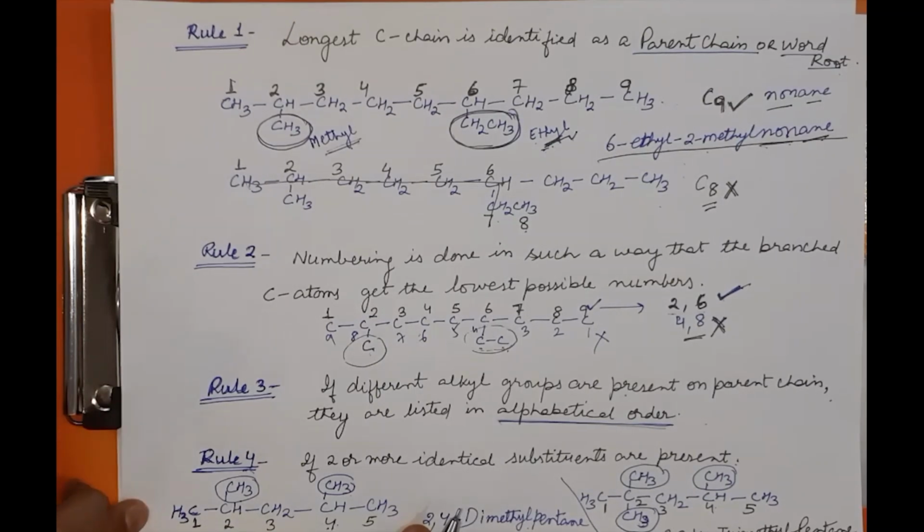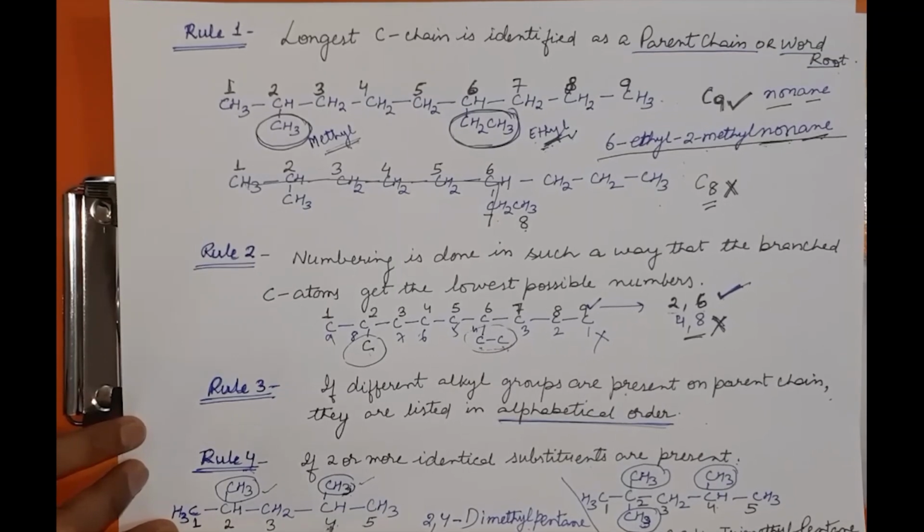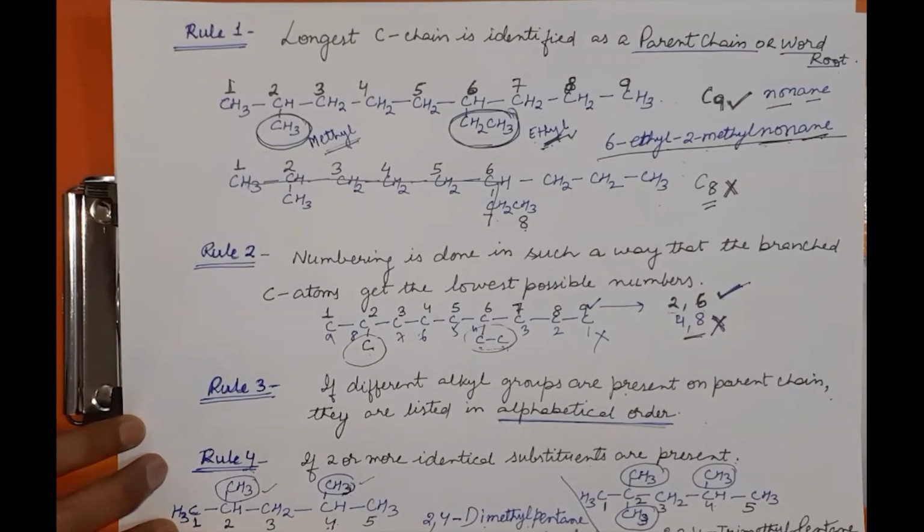So this is the first example. Both these substituents are the same. This is methyl, this is also a methyl group. So when we write the name for this, we will have to specify the position of both these groups, and we will write 2,4-dimethyl pentane.